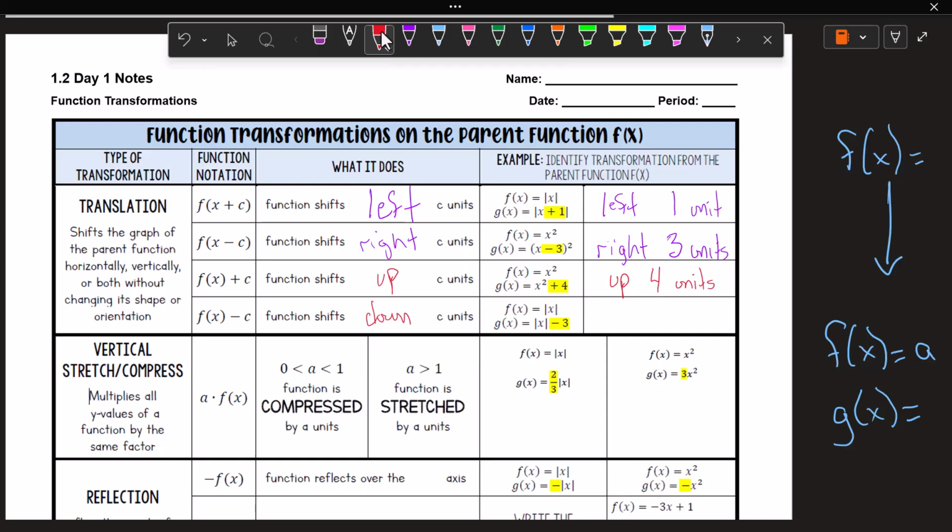The next one, f of x equals the absolute value of x. G of x is the absolute value of x minus 3. That minus 3 is outside the absolute value, so that's up and down. And because it's minus, we go down 3 units.